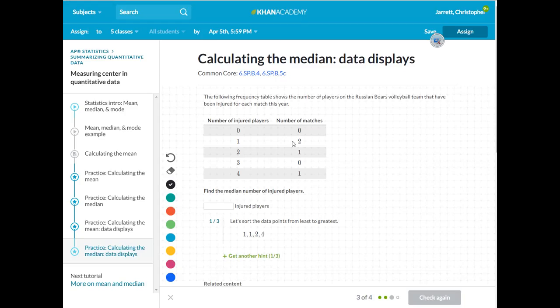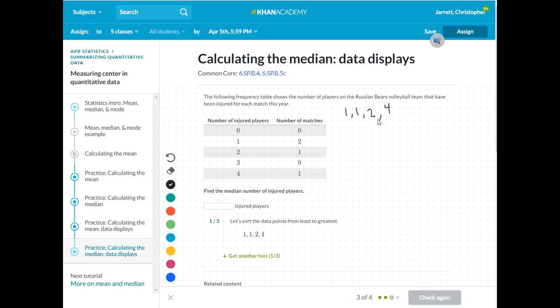So there were 0 matches where 0 players were injured. There were 2 matches where 1 player was injured. So 1 is going to show up twice. There was 1 match where 2 players were injured, so 2 will show up 1 time. There were 0 matches where 3 players were injured, so there will be no 3s. And there was 1 match where 4 players were injured, so you should have a 4 1 time.